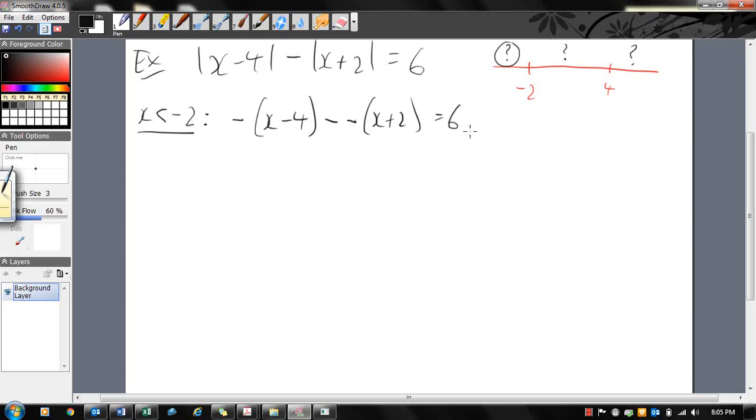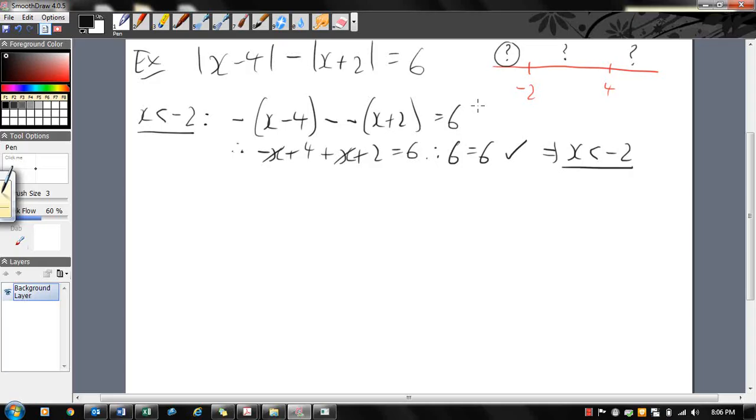So let's just solve this. I'll try to get as much space in here. So -(x - 4) - (-(x + 2)) = 6, that is, -x + 4 + x + 2 = 6. What do we get here? The x's cancel out, and we've got 6 is equal to 6. Oh, amazing. What does this mean? This means that it doesn't matter what x is equal to, this is always true. In fact, that means that for x less than -2, any number that's smaller than -2 that you can choose will always be true.